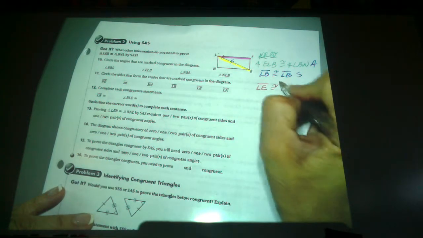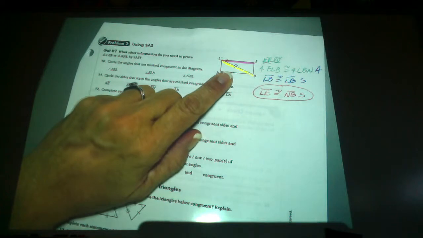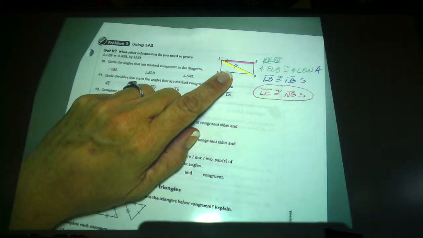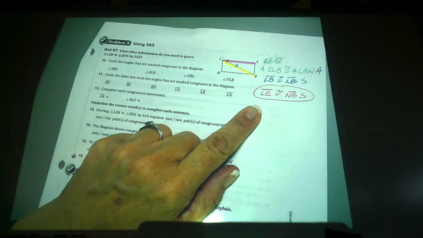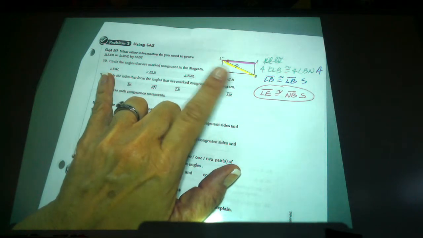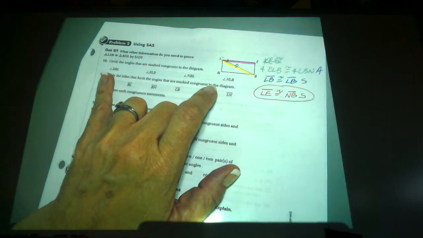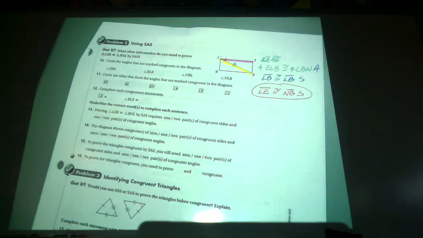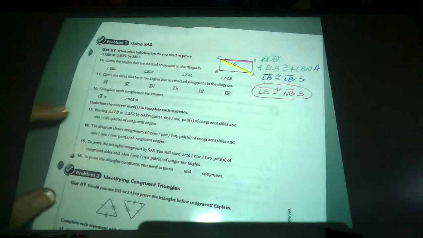So I need another side that creates the included angle. They're not looking for the LB is congruent to LB, because that you can prove by yourself. They're looking for the LE is congruent to NB. But you needed to identify that you could prove LB was congruent to LB via the reflexive property. But that's not the one that we need help with, because if that's all that they gave me, I wouldn't be able to prove the triangles congruent. And so that's what they're going through here with you.